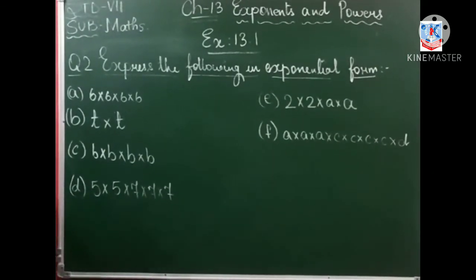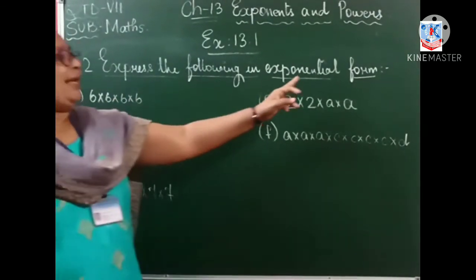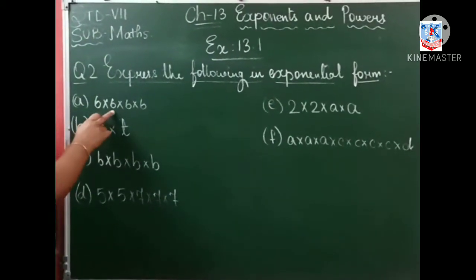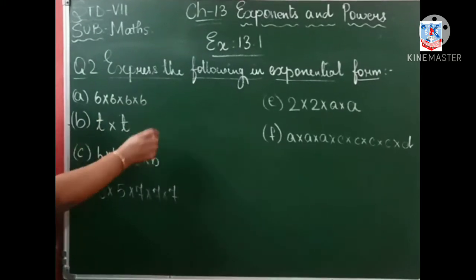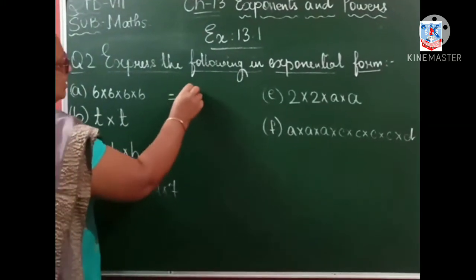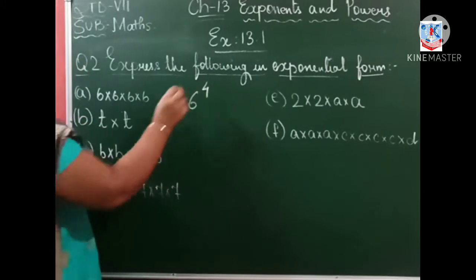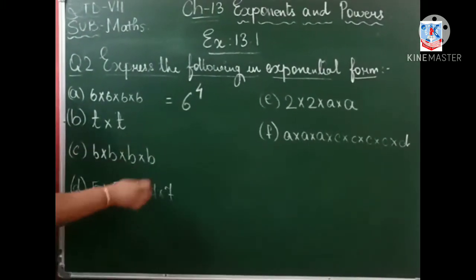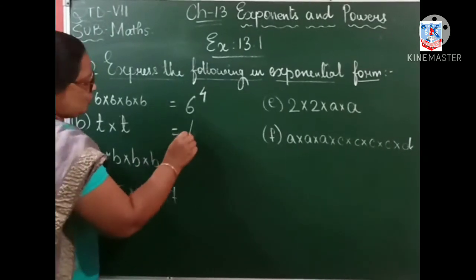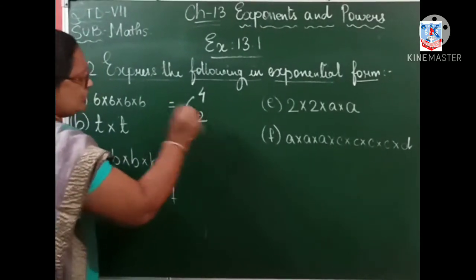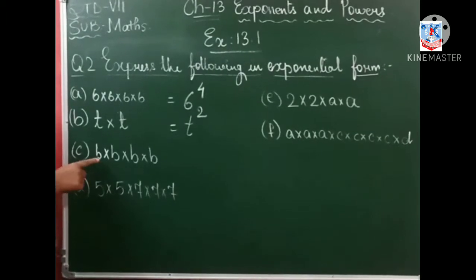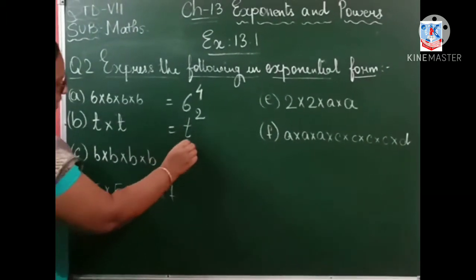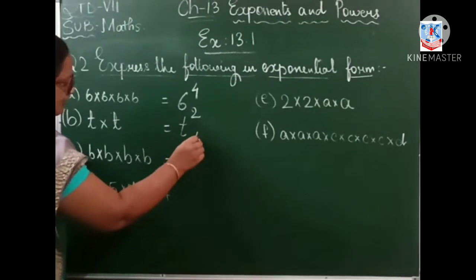Question number 2. Express the following in exponential form. Now see, 6 into 6 into 6 into 6. That means 6 raised to the power 4, 6 multiplied 4 times. Next, t into t. How many times is t multiplied? 2. That means t raised to the power 2. Next, b into b into b into b. That is b multiplied 4 times.